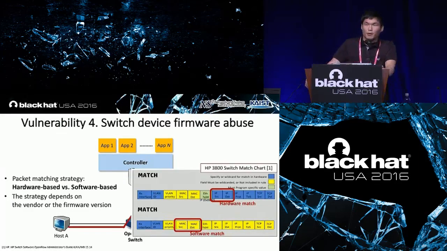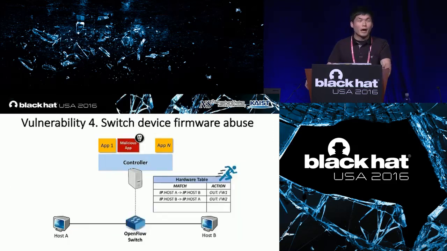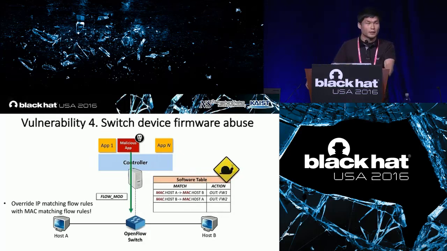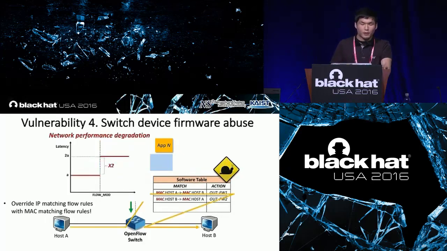So in the case of the HP 3800 switch devices used in our demonstration, the flow rules with specific MAC addresses are handled in the software table as shown in this chart. So in our demonstration to abuse this strategy, we replaced the existing IP matching flow rules with MAC matching flow rules like this. As a result, as shown in this graph, the packet forwarding latency doubled after the attack.